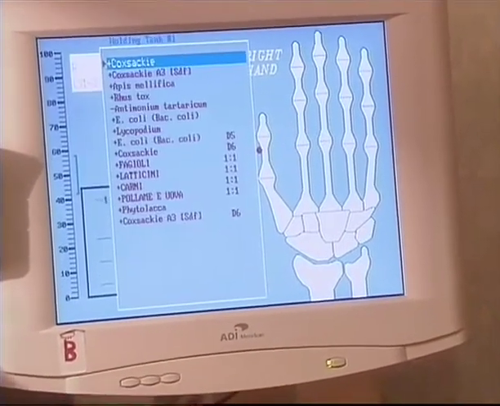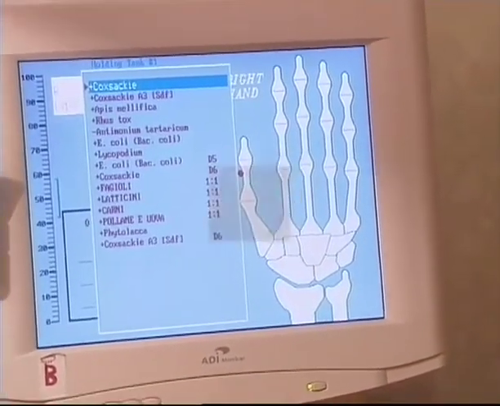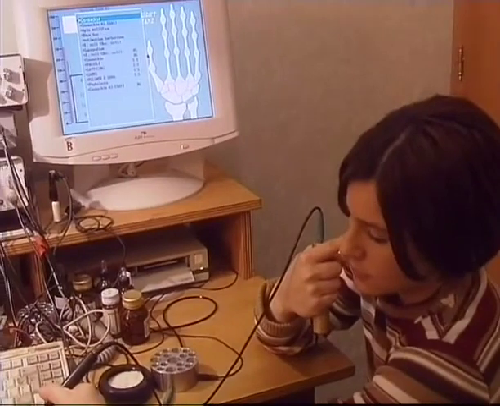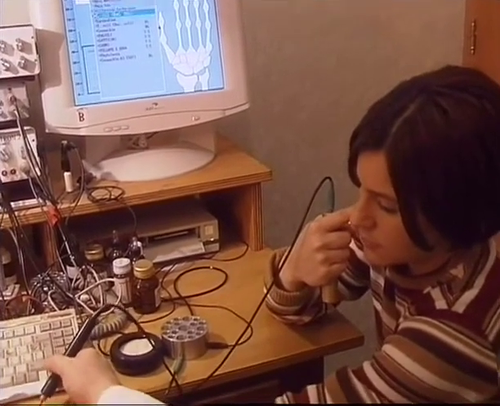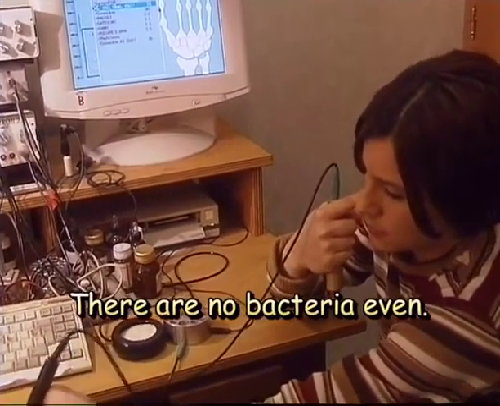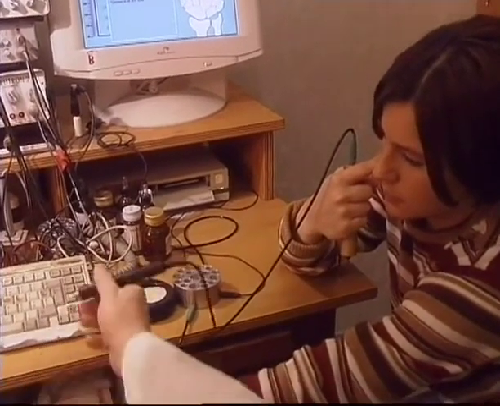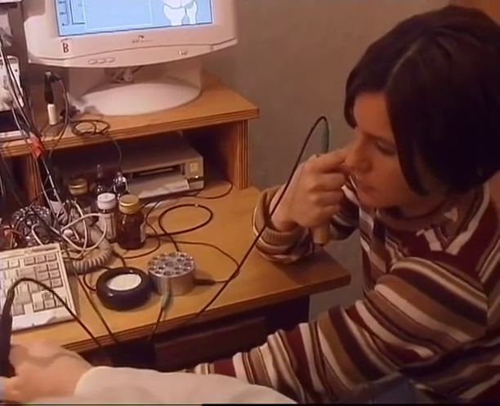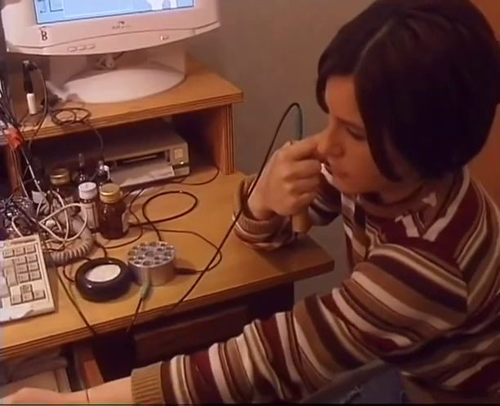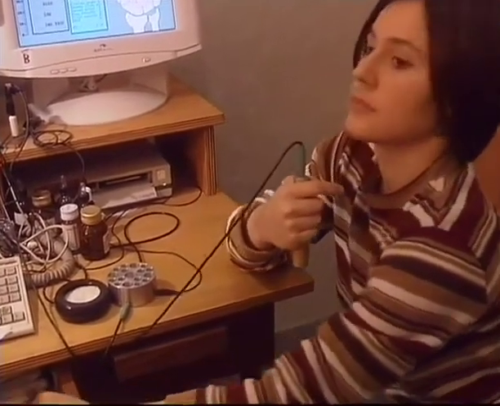Let's see now if we can find any trace of these bacteria. Nothing. There's no trace. Nothing. I could not even prescribe a treatment at the moment because, to all intents and purposes, she's cured. The only thing is, we'd have to see if this phenomenon lasts.